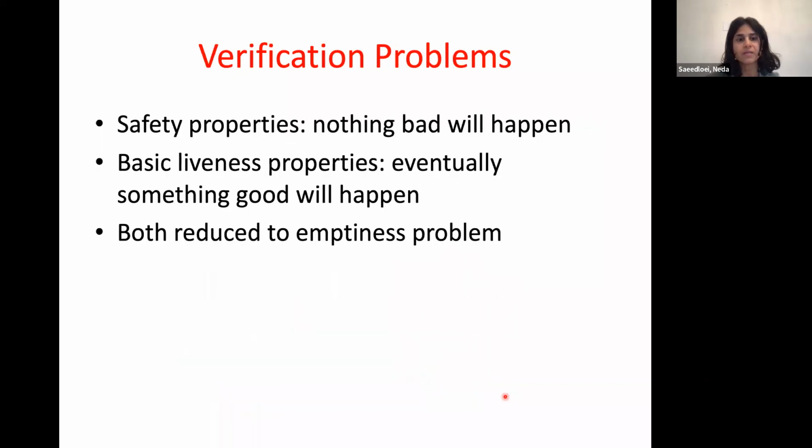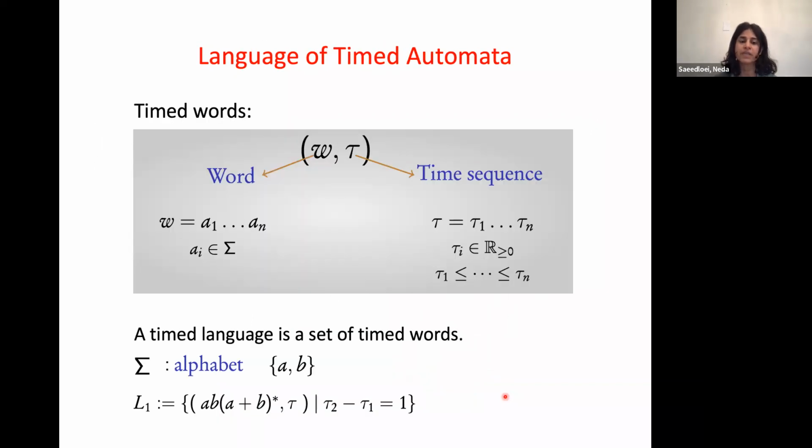And now for a timed automaton, the language of a timed automaton becomes a set of such timed words, which we call a regular timed language. So in other words, if I have a timed automaton, its language is called a regular timed language.